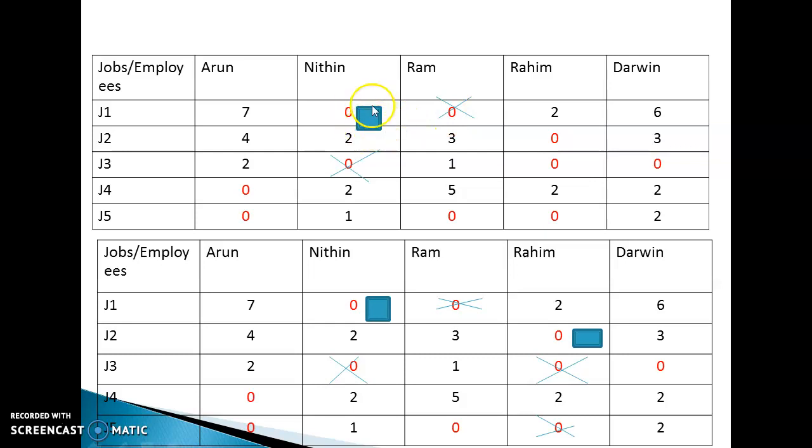So once you put the box, you need to check that particular row and column. If there is any other zeros, just put cross over that. Then go to the second job. So in the second job, only one 0 is available. Put a box over here. If you see this particular column, Rahim column, in that again 2 more zeros you'll get. But Rahim is already assigned job 2, so other jobs cannot be assigned to Rahim. So that is why cross these two zeros.